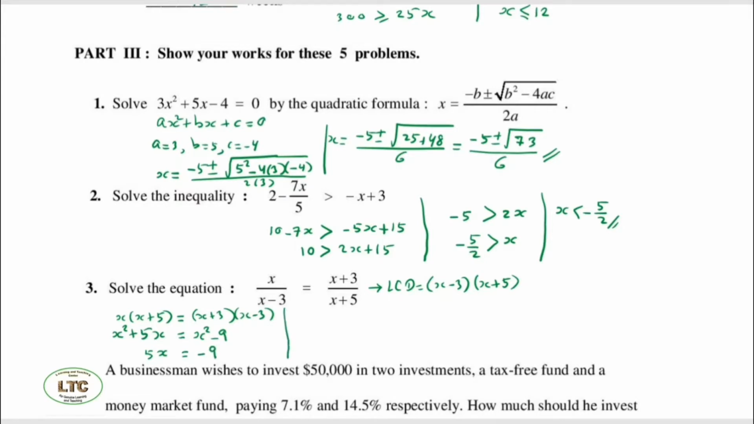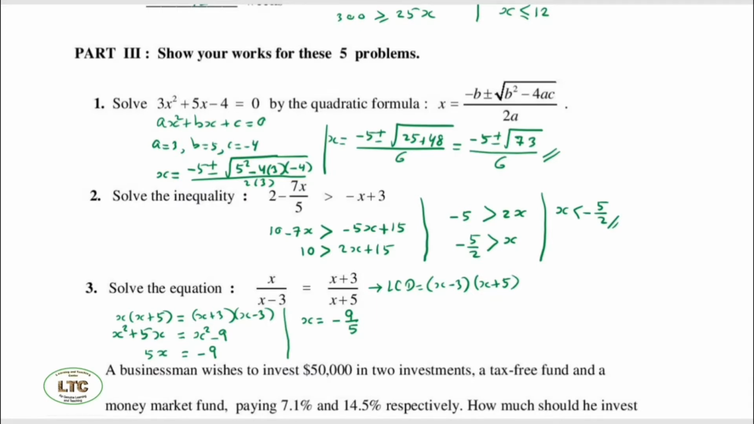This is a linear equation. Now if you divide the left hand side by 5, you get x. If you divide the right hand side by 5, you get negative 9 by 5. So if the equation is true, then x must be negative 9 by 5.